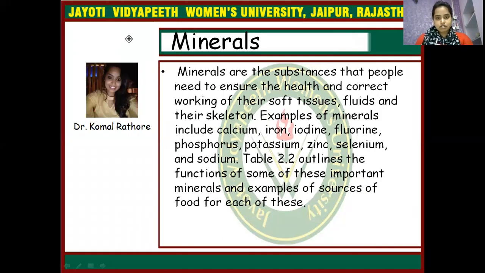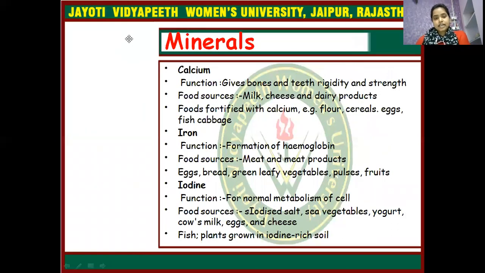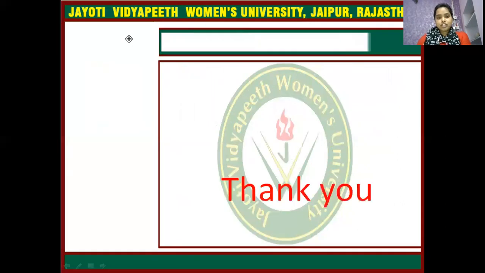Now come to the minerals. Minerals are substances that people need to ensure the health and correct working of their soft tissues, fluids, and skeleton. Examples of minerals include calcium, iron, iodine, fluorine, phosphorus, potassium, zinc, selenium, and sodium. Let us outline the functions of some of these important minerals and examples of food sources for each. Next are calcium, iron, iodine, and zinc.